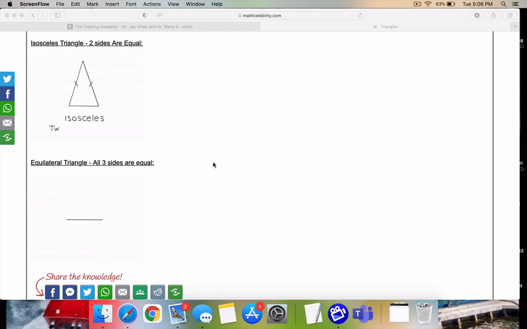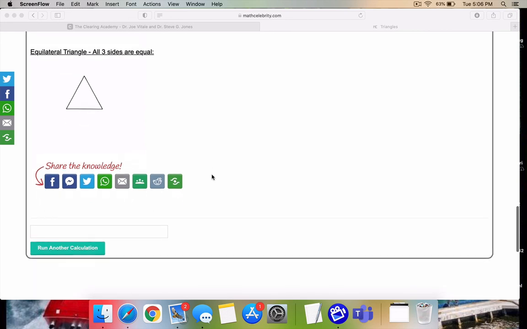And finally, in terms of sides, we've got the equilateral triangle. All 3 sides of the equilateral triangle are equal, and they have all acute angles, since they're all less than 90 degrees. So that is it for our triangles lesson.